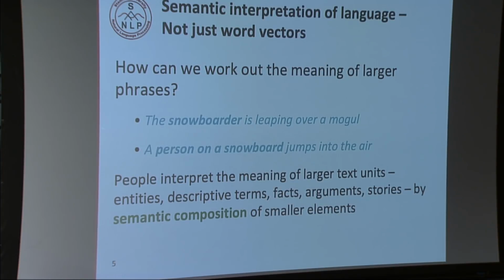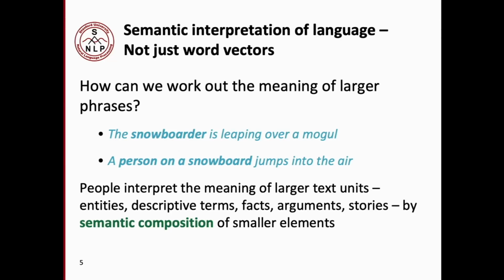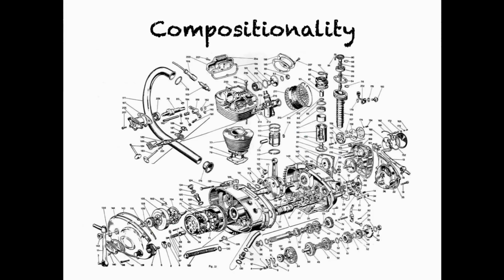And so we want to be able to do that. We want to be able to work out semantic compositions of smaller elements to work out the meanings of bigger pieces. And this obviously isn't only a linguistic thing. Compositionality appears in other places as well, right? If you want to understand how some piece of machinery works, it has different subcomponents, and if you can understand how the different subcomponents work and how they're fitted together, then you might have some understanding of how the whole thing works.